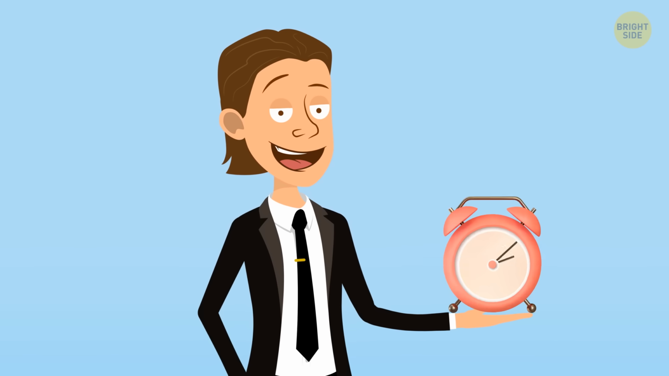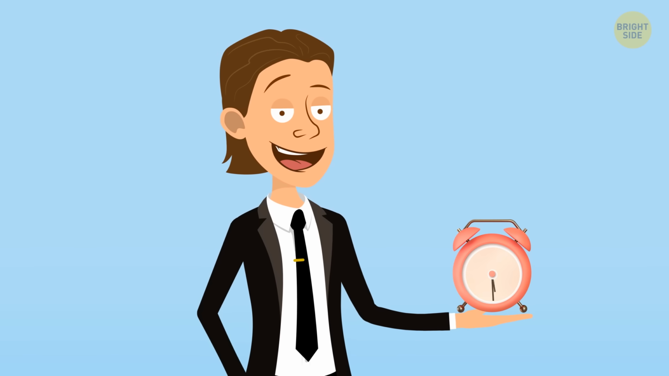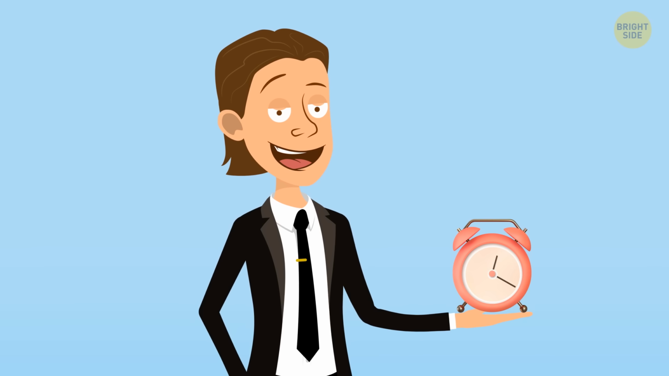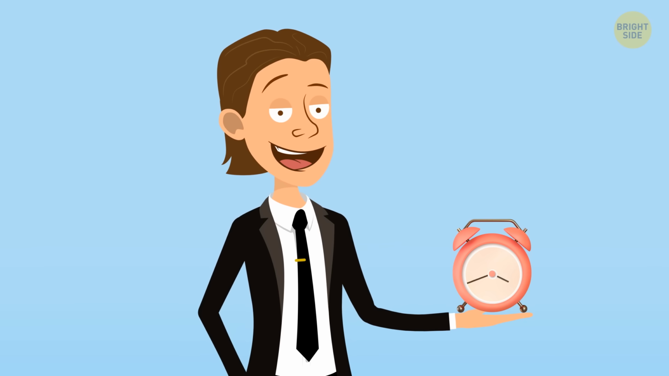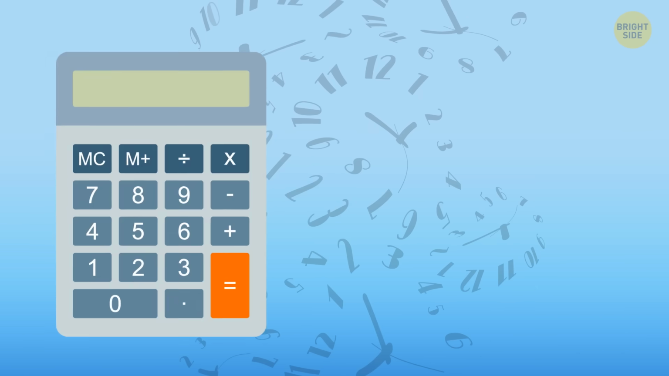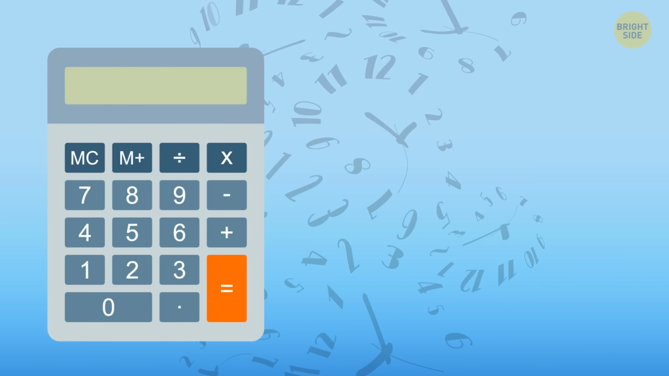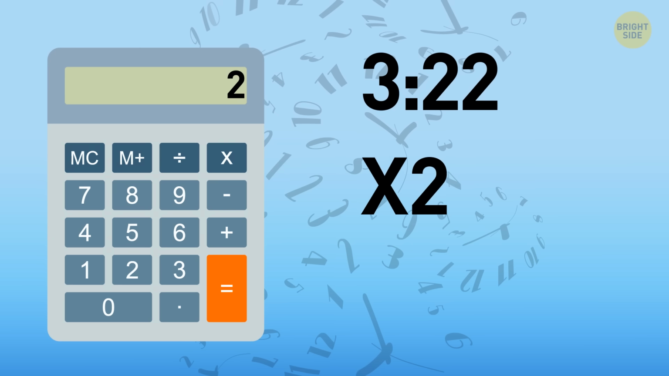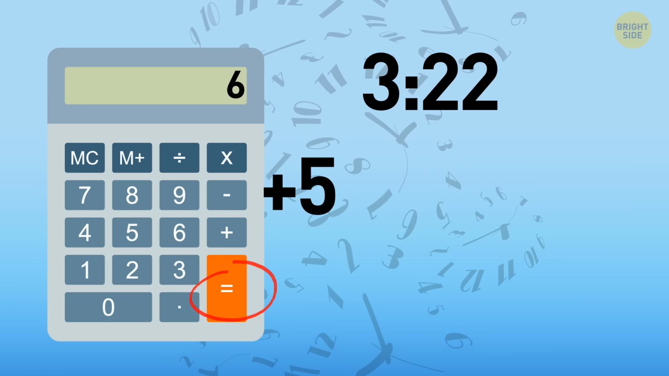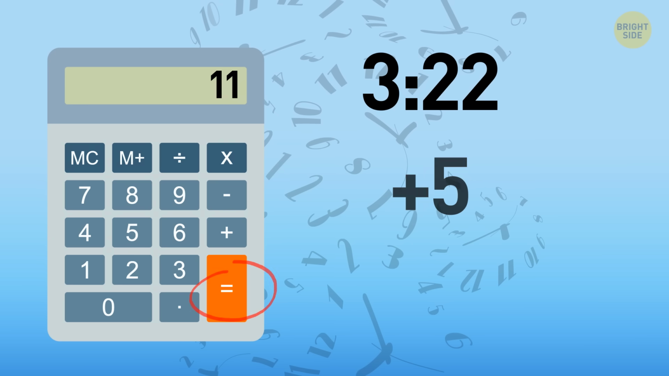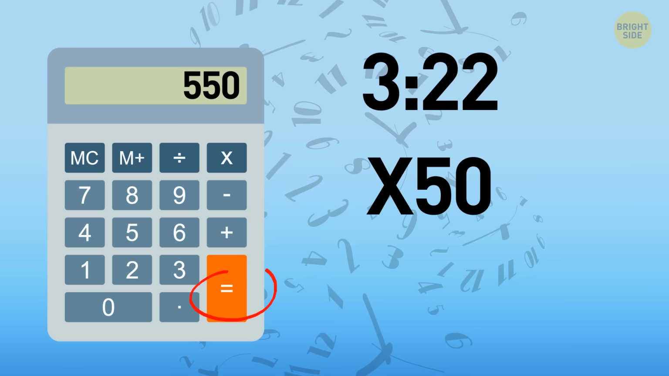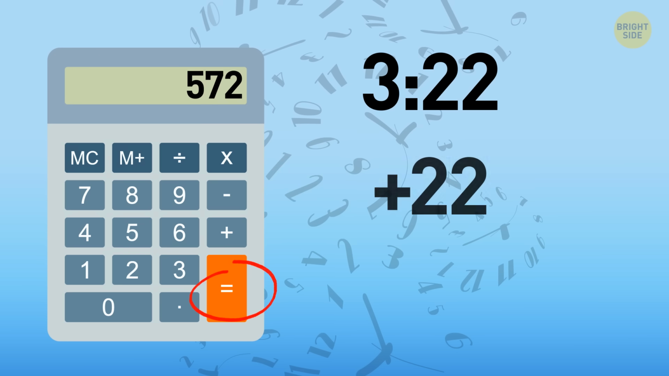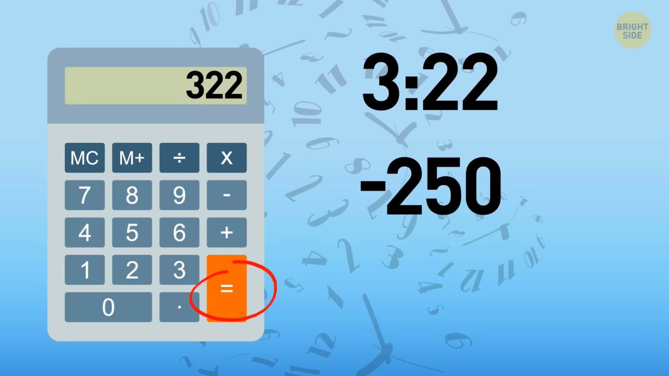And now, I'll guess the exact time for your time zone in hours and minutes at this very moment. It might take longer than a minute, so make sure you mark the exact time right now. Let's go! Get a calculator. Put in the exact hour. If it's 3:22, your first number is 3. Multiply it by 2. Press equal and add 5. Press equal again and multiply the number by 50. Keep pressing equal after every step. Add the minutes, so 22 in our case. Subtract 250.